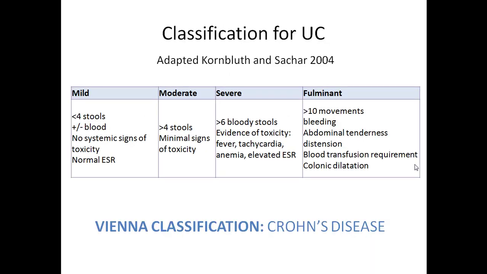There are many classifications that exist for IBD, with the Vienna classification being most popular in Crohn's. The table shows a classification adapted by Kornbluth and Sachar in 2004, and categorises the disease according to number of bloody stools, evidence of toxicity, and complications for UC.